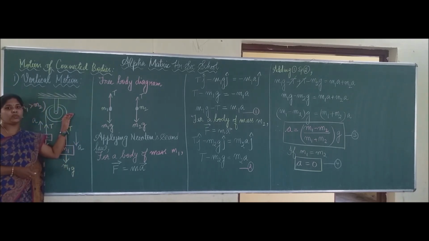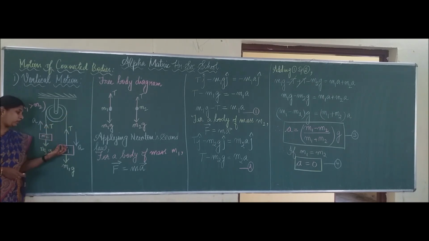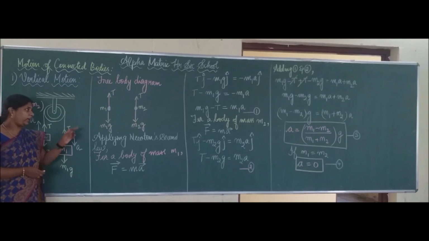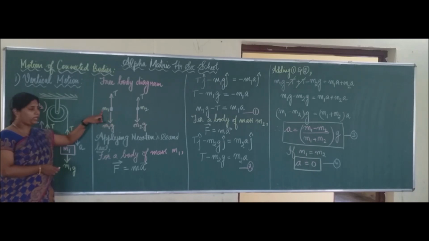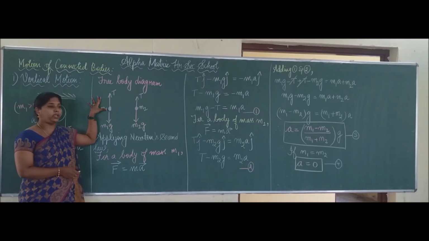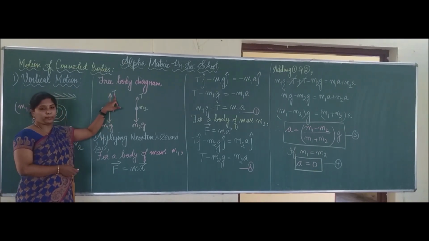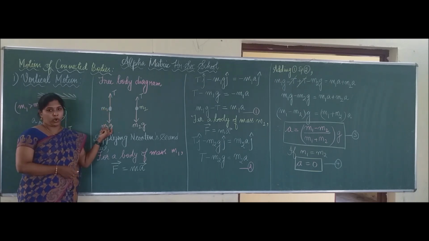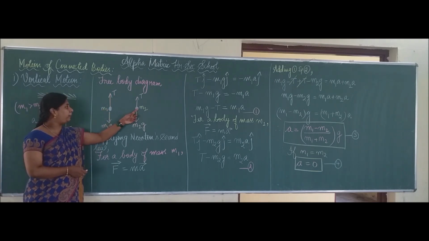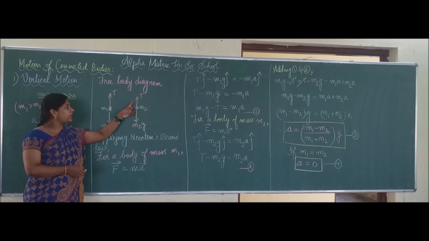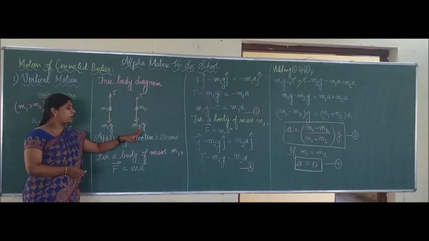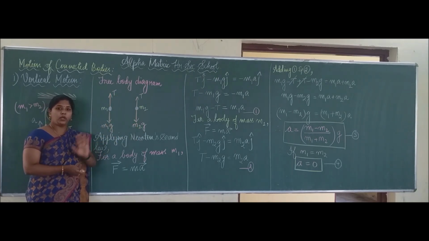Free body diagram means we have to consider the object to be a point mass. So this is a point mass, that is M1, in which two forces are acting. The tension force is acting upwards and M1g is acting downwards. And this is for M2. The same thing: tension is acting upwards and M2g, the gravitational force, is acting downwards.